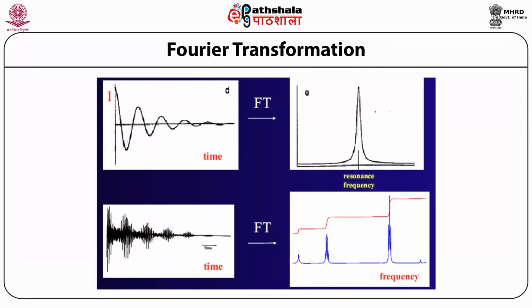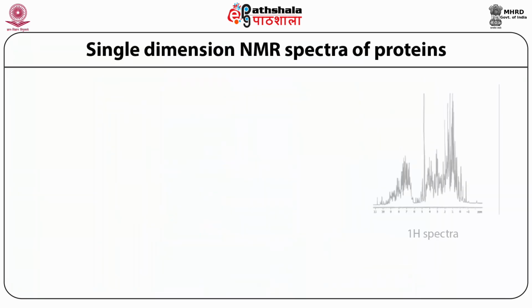So here I am showing you a simple example of Fourier transformation, a single wave. If you do Fourier transformation, you get the resonance frequency, a single peak. If you have a wave pattern on the left side, multiple waves, and you do Fourier transformation, you get the frequencies as shown on the right side.